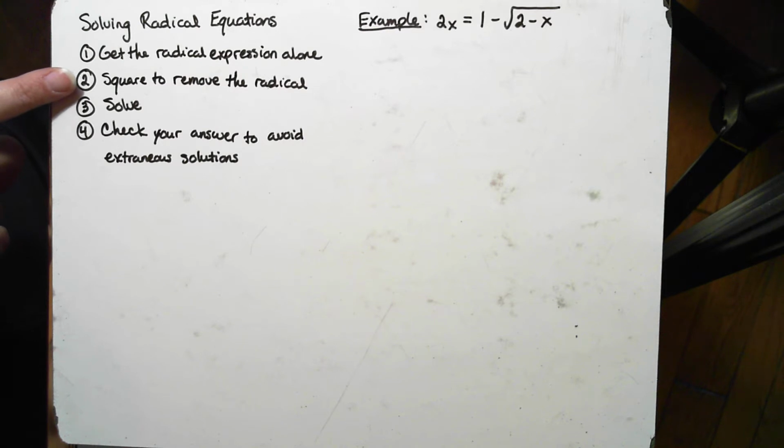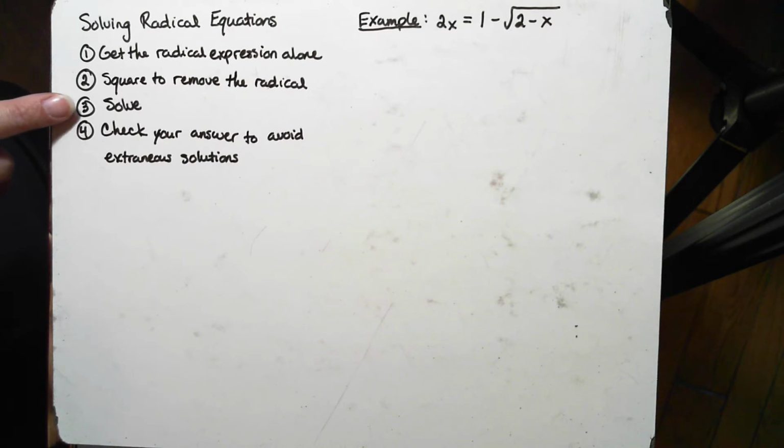Now we're dealing with square roots specifically in our course, so you're going to square to remove the radical. If it was a cube root, you'd cube. If it was a fourth root, you'd raise it to the fourth power. So you're just going to get rid of that radical. Then you're going to just solve for x.